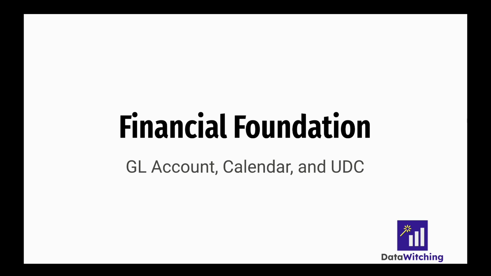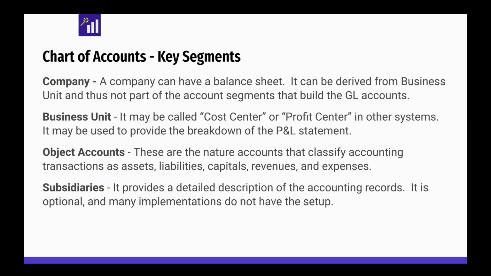For the financial foundation, we cover the GL account, calendar, and the UDC. Let's start with the chart of accounts in JDE. A chart of accounts exists in any financial application, including JD Edwards. In JD Edwards, the chart of accounts is sorted by the following key columns: company, business unit, object account, and subsidiary. The business unit is used to provide the breakdown of the P&L, the profit and loss report. In other systems, it may be called cost center or profit center.